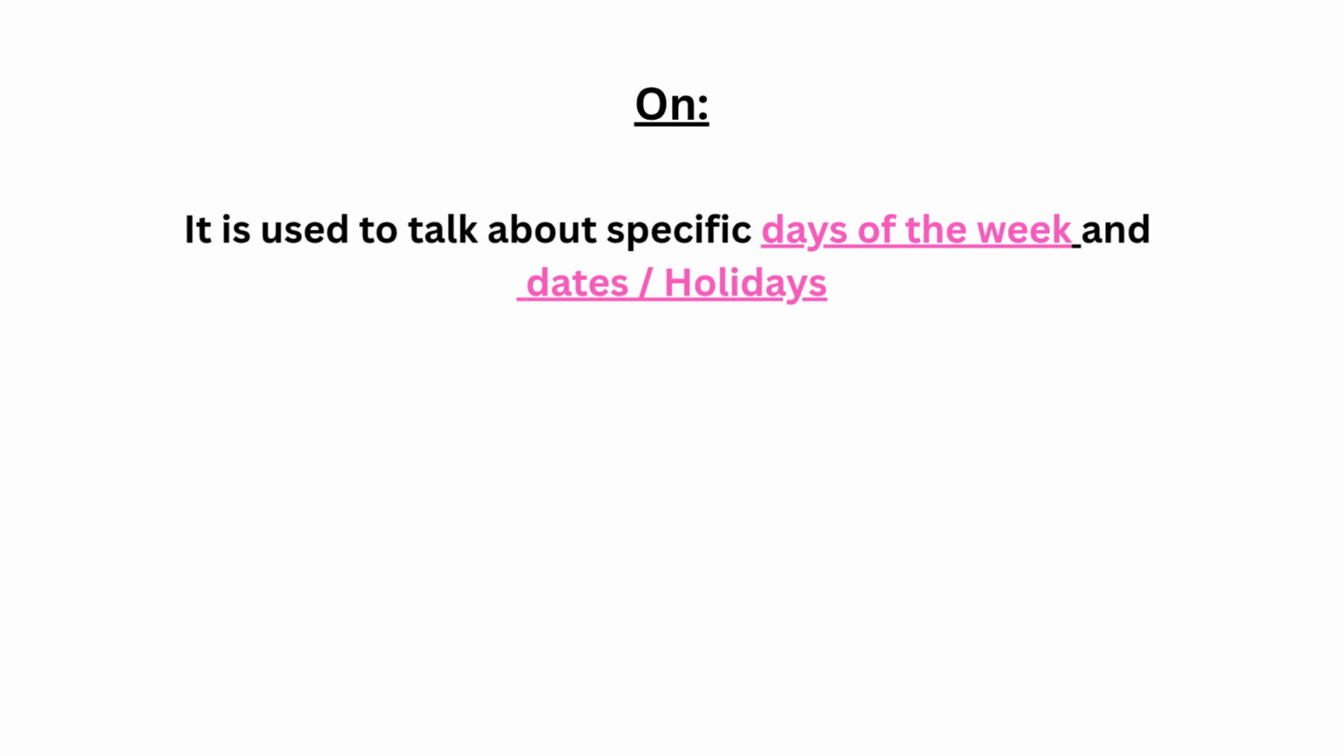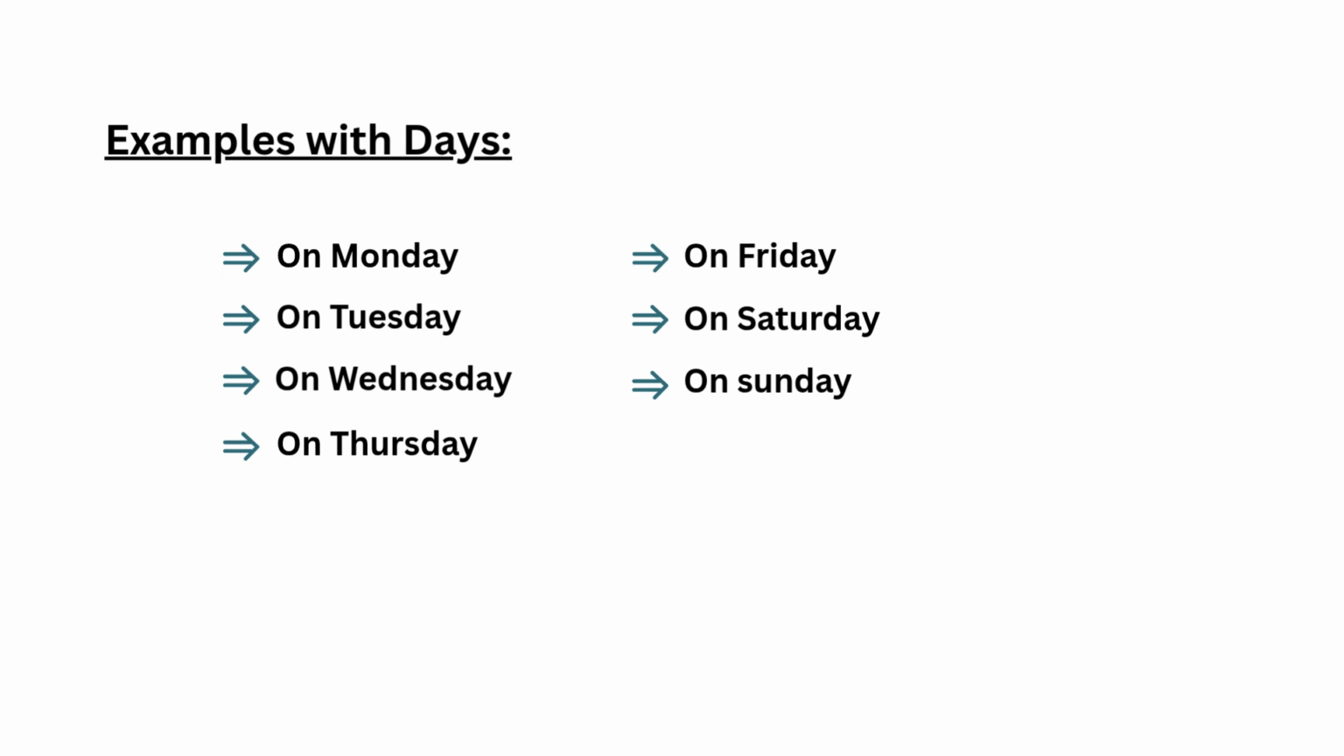Now next we are going to see is on. On is used for specific calendar points like day of the week or date, even holidays too. Now we are going to see some examples with days.